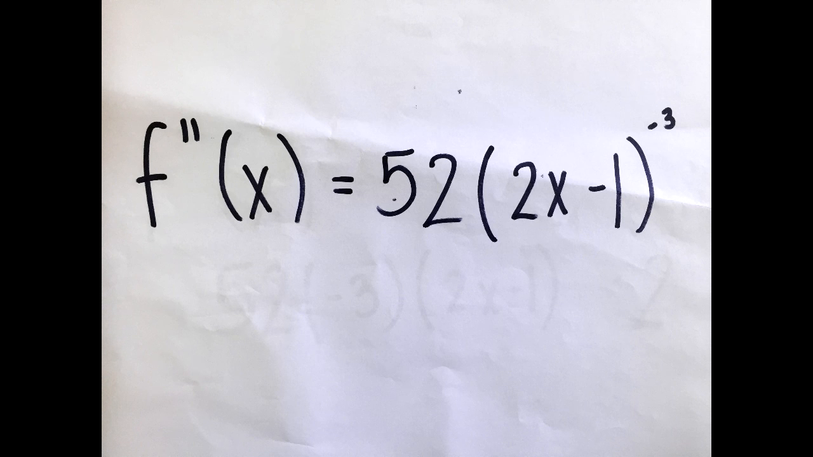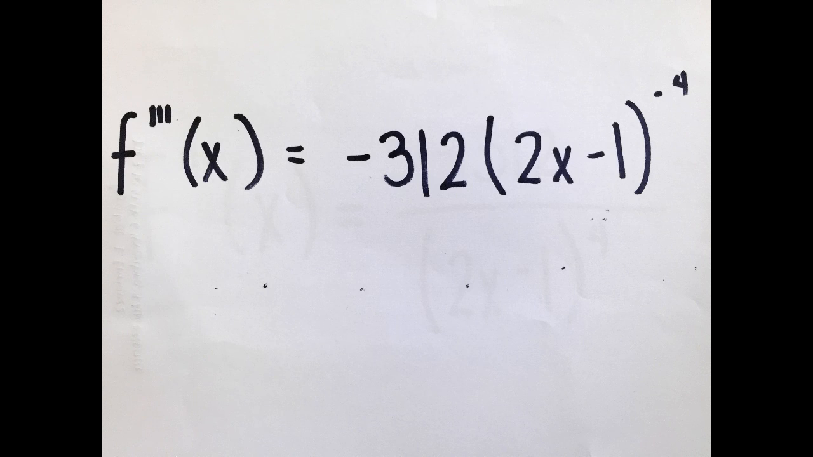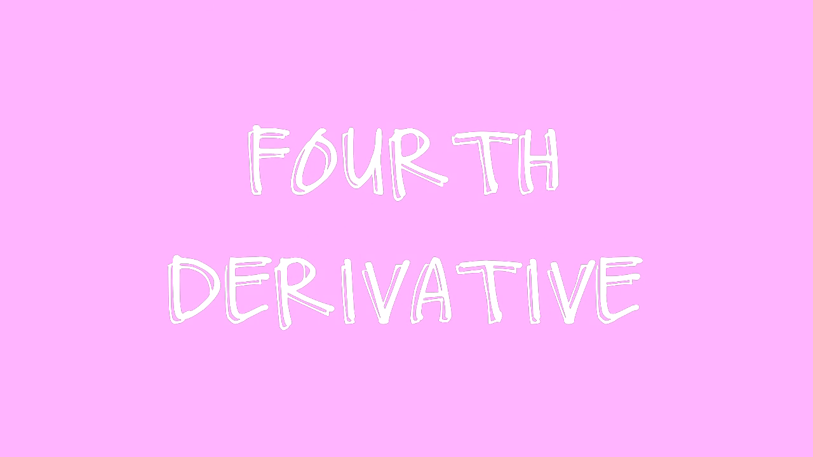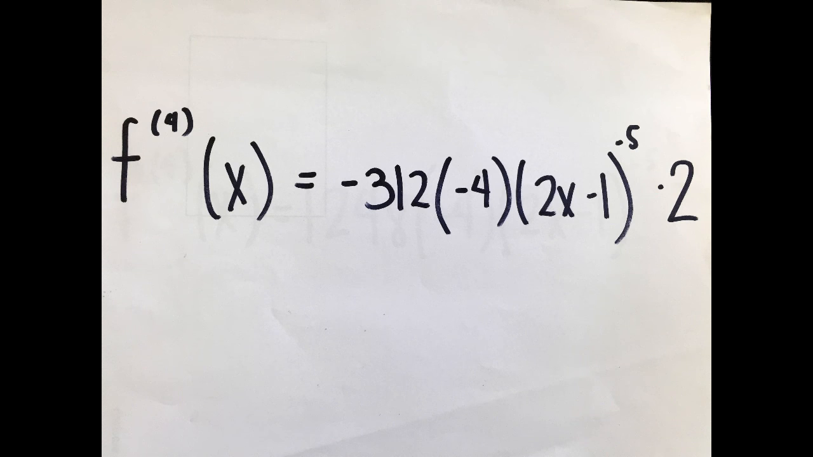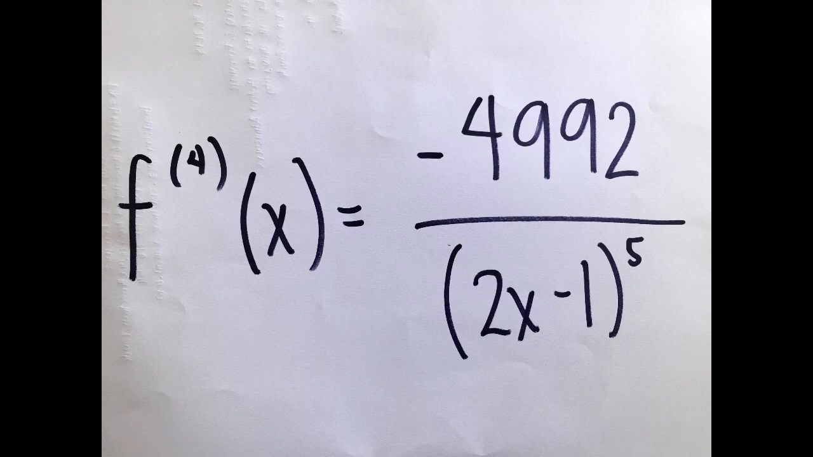To solve for the third derivative, I use the shortcut method, which is there's no fraction but the exponent will be negative. To solve, first you'll use the chain rule on (2x minus 1) to the negative 3. Second, multiply 52, negative 3, and 2 to get negative 312, then make it a fraction. Lastly, to solve for the fourth derivative, repeat the method I used in solving the third derivative.